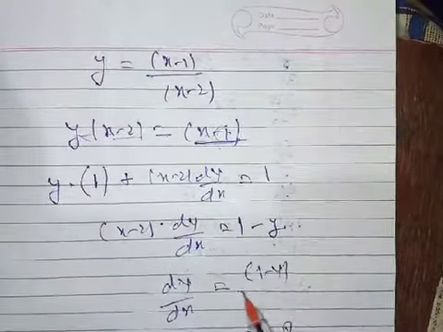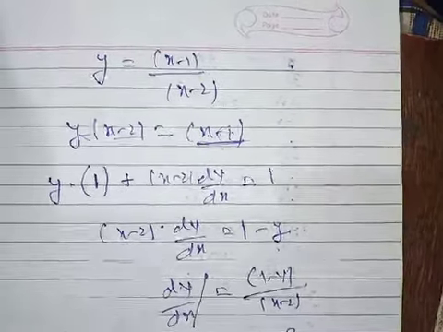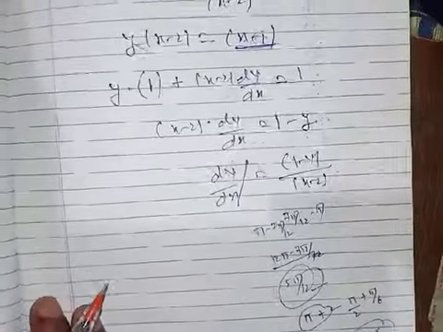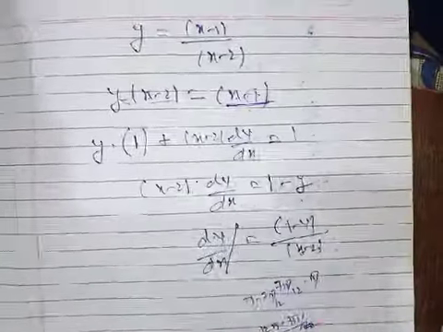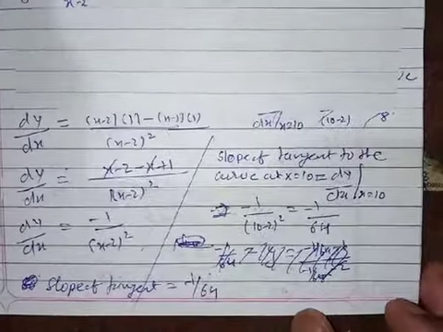1 minus 1 upon x minus 2. At which point are you checking? We are checking at x is equal to 10. So x is equal to 10, 10 minus 2. We have to substitute like this. Okay, so we'll get y.